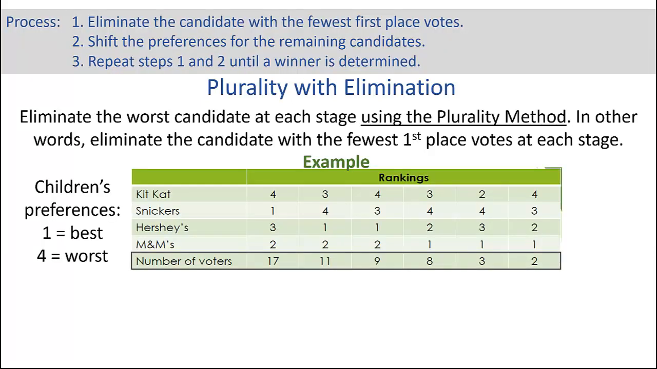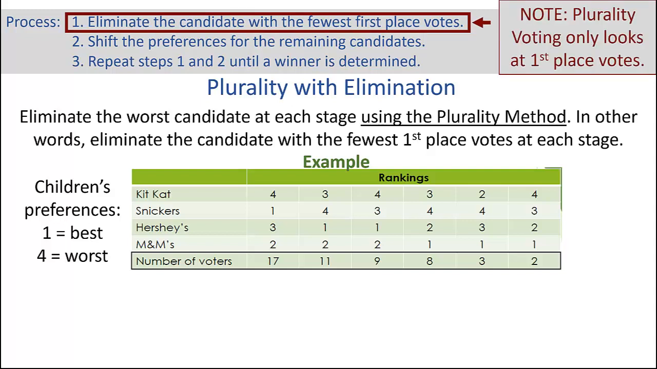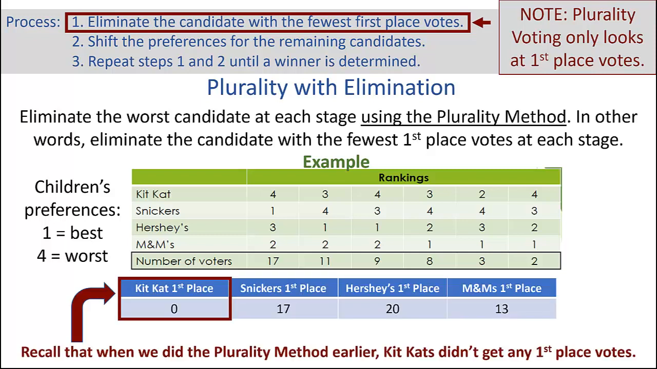So we're back to the same preference table that we've seen before: Kit Kat, Snickers, Hershey's, and M&Ms. This time we're going to do plurality with elimination, which means we run a plurality election and eliminate the worst. Well, we've sort of already done that stage. We've got to eliminate the candidate with the fewest first place votes. And remember, with plurality, you only look at the first place votes, but we really already did that.